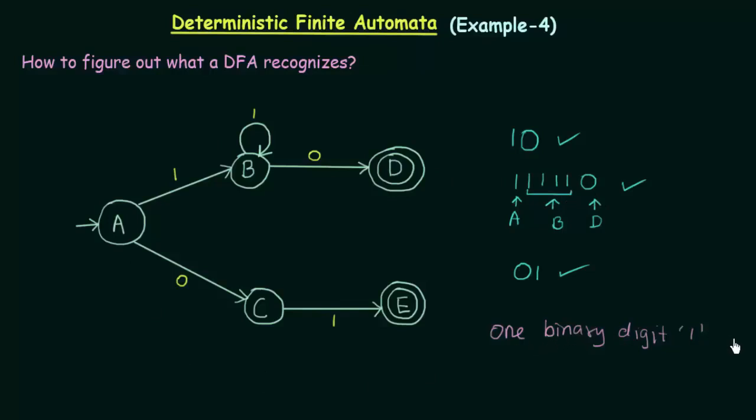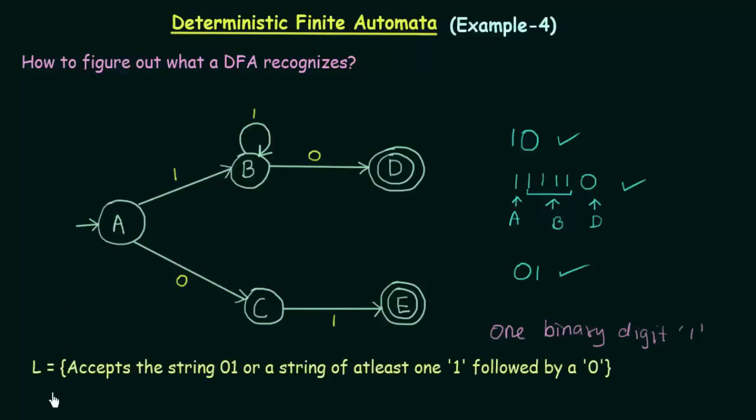So how can I write this down? L is equal to a language that accepts the string 0, 1, or a string of at least one binary digit 1 followed by a 0. At least means it could be 1 or more than 1 from here, followed by a 0. So this is what is accepted by this DFA. Okay, so far so good.